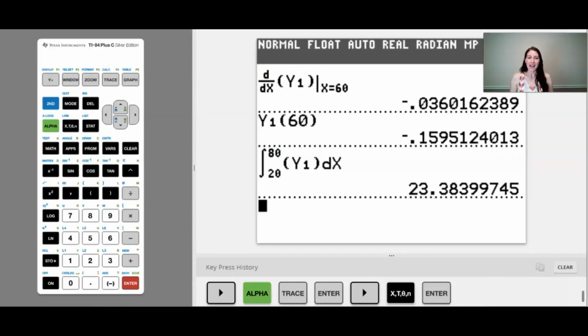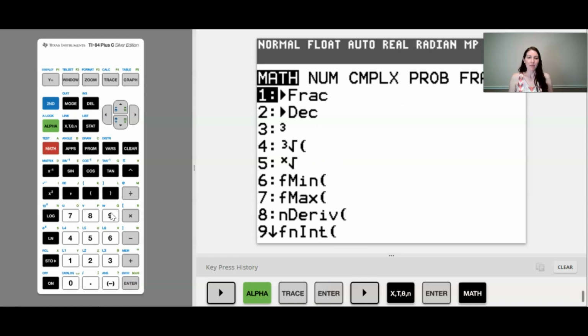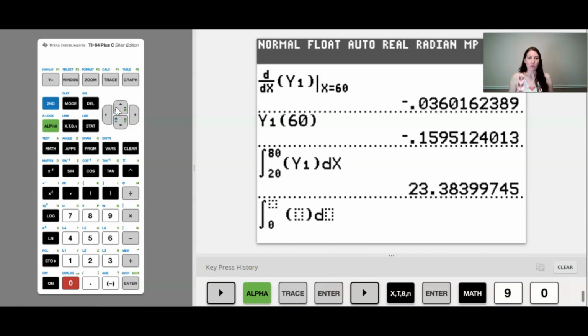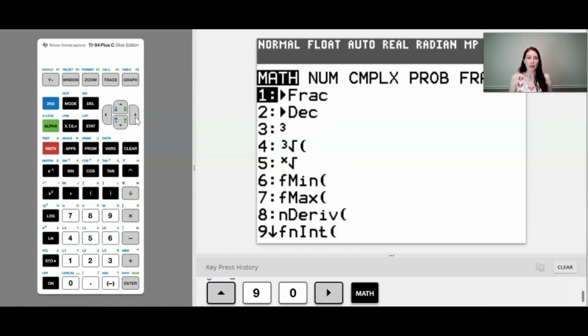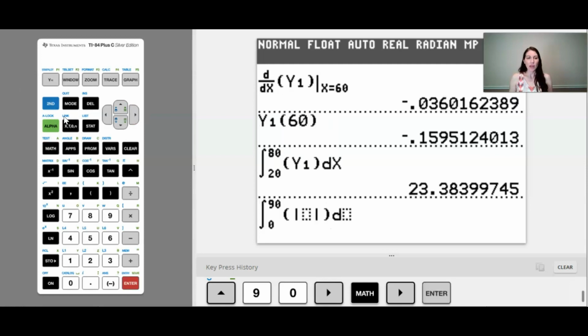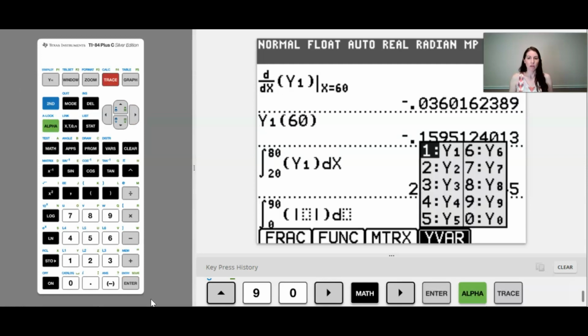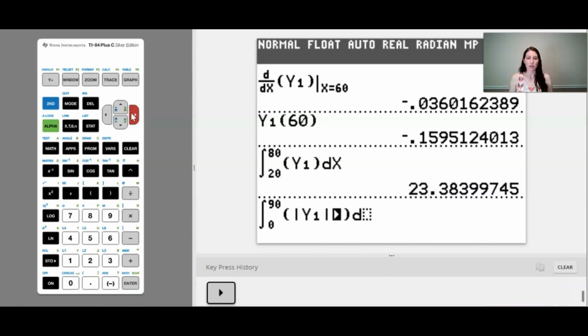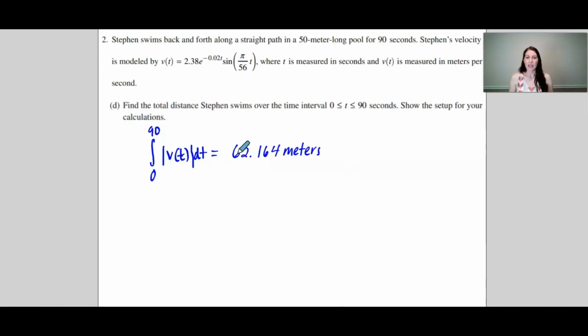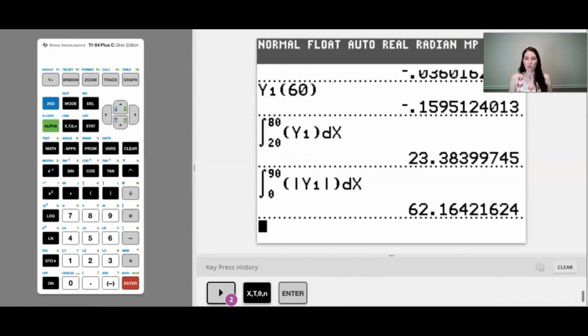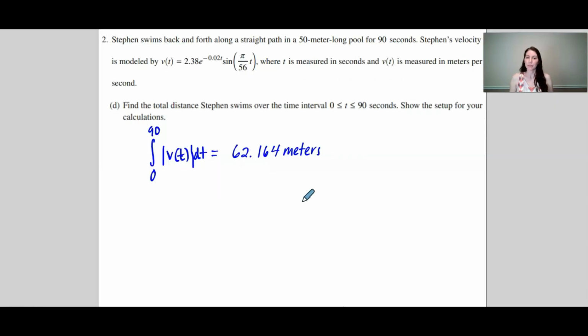Once again, I'm doing that on the graphing calculator. I'm going with a math 9. I'm going from 0 to 90. And now I need not just v of t, but the absolute value. So I'm going to math, number, absolute value, and going back and choosing that function. We can see we get this value right here, and that is the same value that I have here, 62.164. And again, it's meters because you are finding the total distance.